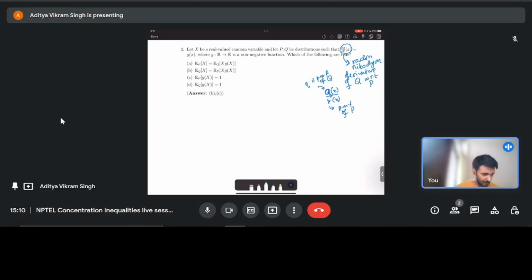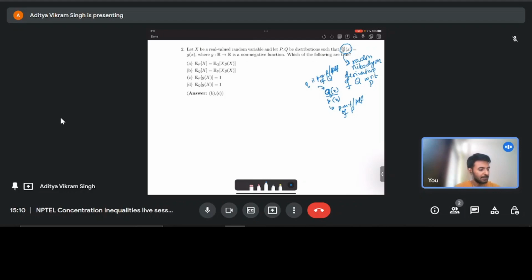This is also true when a PDF exists, so this could be either PMF or PDF. This is what we mean by dQ by dP. And g is a non-negative function. g has to be a non-negative function for it to define a probability density. And because Q and P are probability distributions, which of the following are true?